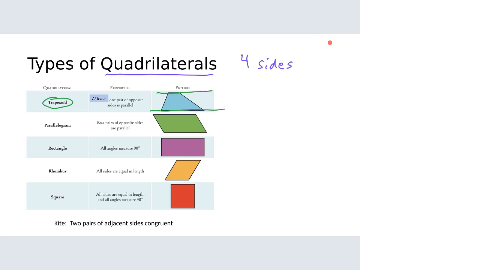Going forward, our next shape is the parallelogram. To be a parallelogram, both pairs of opposite sides have to be parallel. So what that means is this pair, top and bottom, have to be parallel, and also left and right have to be parallel. So in order to be a parallelogram, you have to have both pairs of opposite sides be parallel.